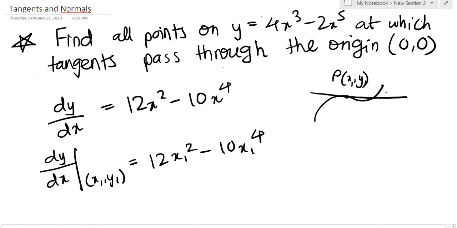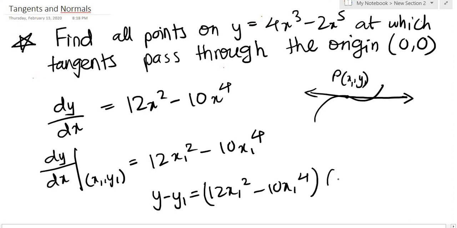And the tangent is going through this point. Then this point is basically satisfying the condition. So in the end we need to solve for x1 and y1. Since we know the slope at that point and we know that point, we can use the point slope formula. y minus y1 is equal to 12x1 squared minus 10x1 to the fourth power, everything times x minus x1. That's our equation of the tangent at a point x1 comma y1 which satisfies the condition of the question.